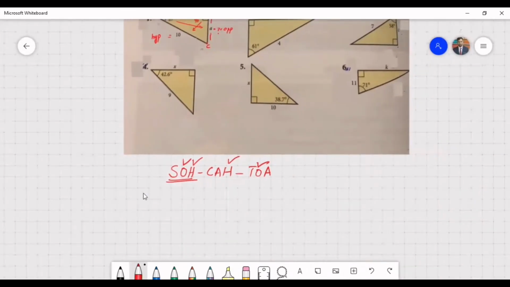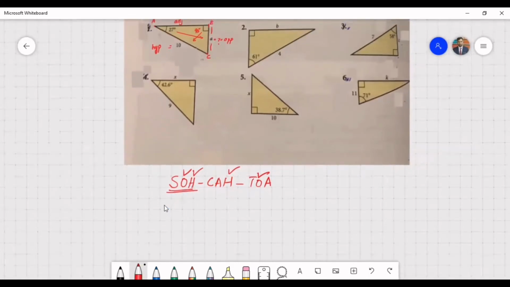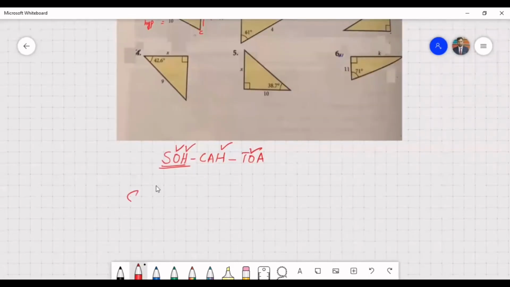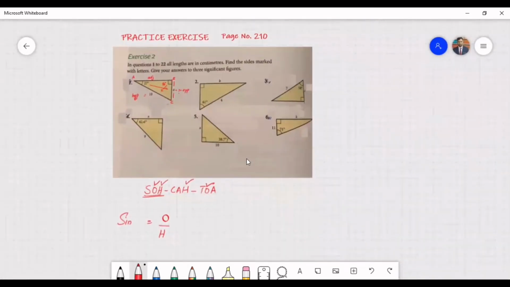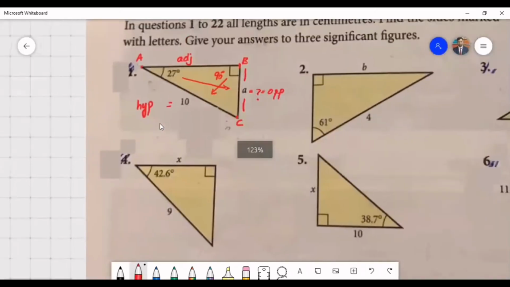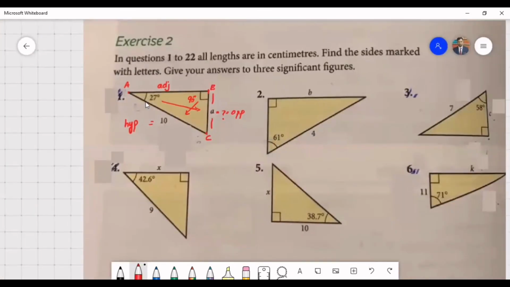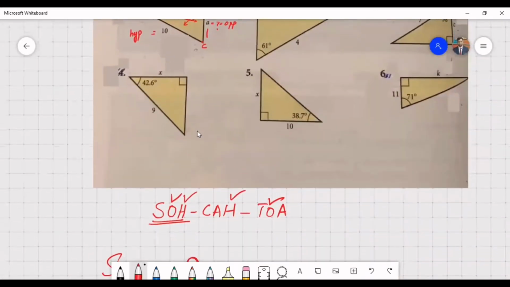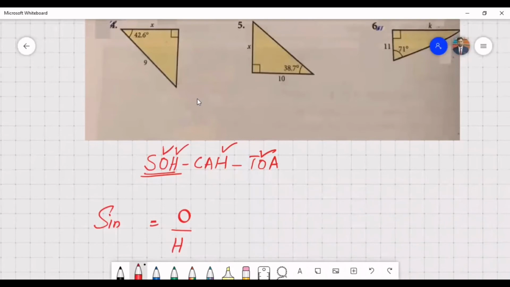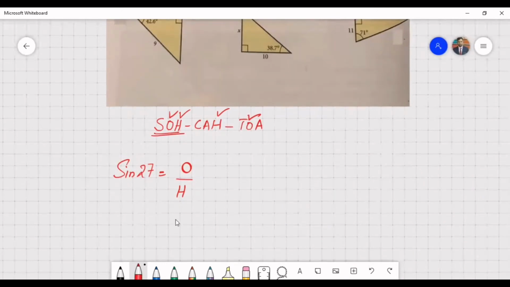SOH means sine of the angle is equal to O over H. So this is sine, and this is the angle. I'm giving some space because I will write the angle here, then O over H. And O indicates the opposite and H indicates the hypotenuse. So look here, sine of 27, because this is the basic angle which is given. So we will take this as the basic angle, so sine 27. I'm writing again here.